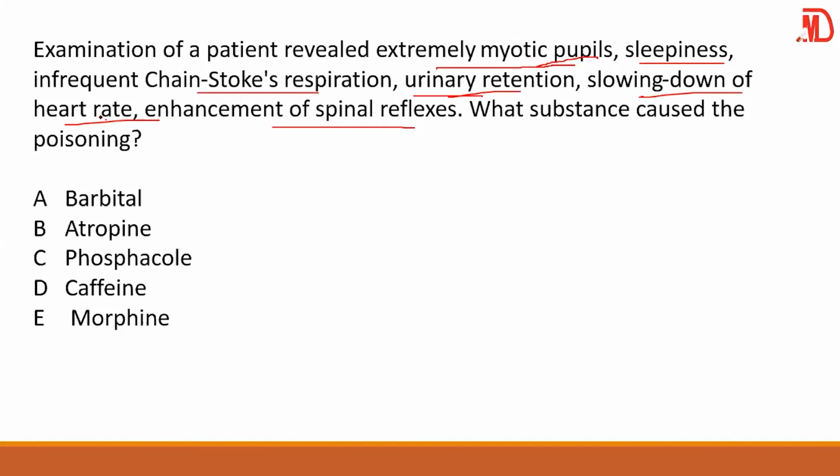Here, you are thinking of morphine, because that is the opioid present over here. And how do you treat it? You give naloxone. That is how you can give the antidote. The antidote for opioid or morphine is naloxone. So here, your answer is A.